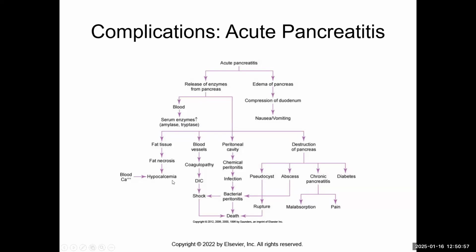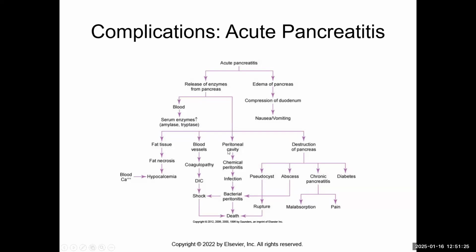So it's decreased in your bloodstream. And the blood vessels, you can go into shock because you can start to see blood clots like we saw before. And DIC is called disseminated intravascular coagulation, where your body is uncontrollably moving between bleeding and clotting. And then that can lead to shock if you bleed too much. And that ultimately can lead to death.